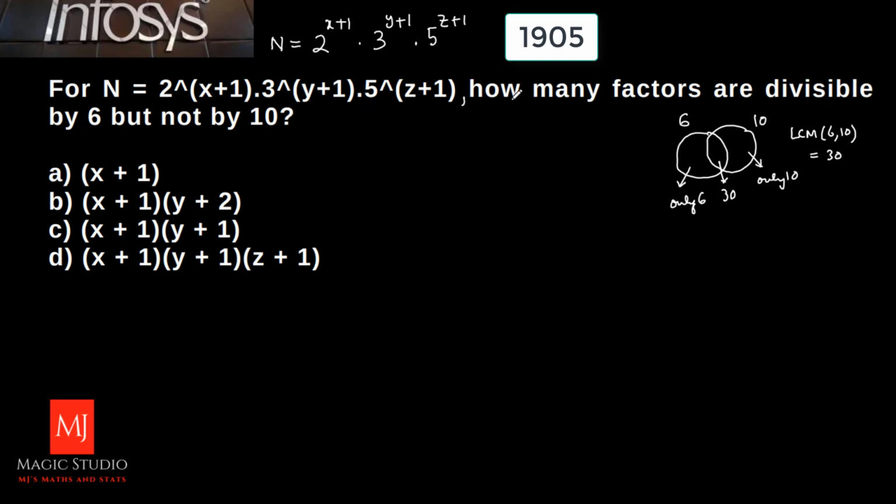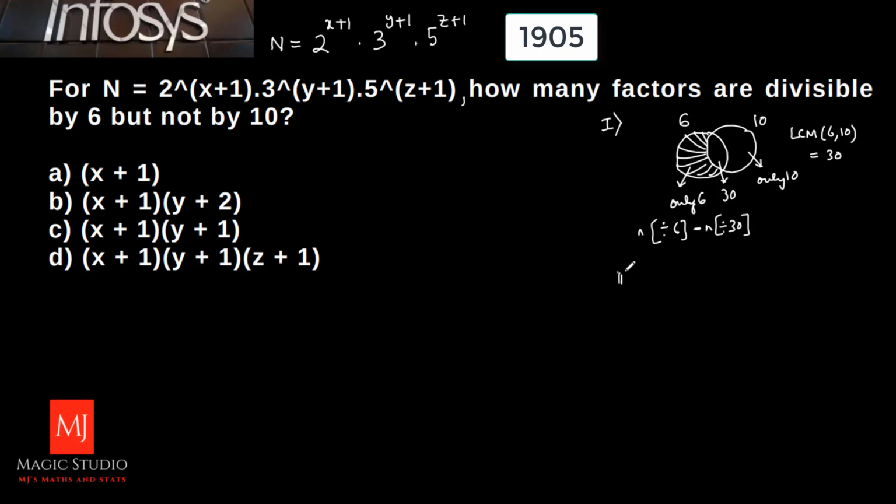According to the question, we are looking for how many factors are divisible by 6 but not by 10. I'm looking for this particular area. So this particular area is nothing but all the factors which are divisible by 6 minus all the factors which are divisible by 30 should be my answer.